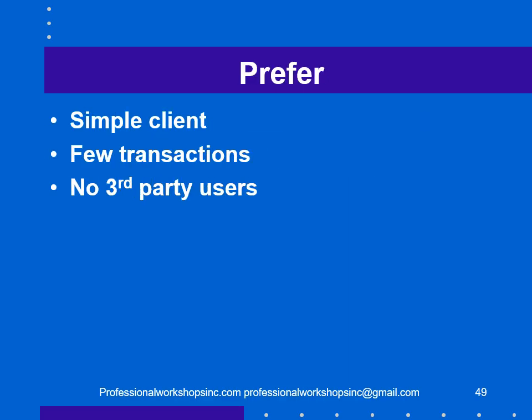So I prefer simple clients with few transactions, and I prefer a client with no third-party users. And if I have a client that's more complicated, more transactions, and suddenly there's a third party or two or three using it, I think my inclination would be to say to the client, you know, we really should do either a review or an audit, because I think the third party users are relying on you and us, and I don't want either you or me to get into trouble.